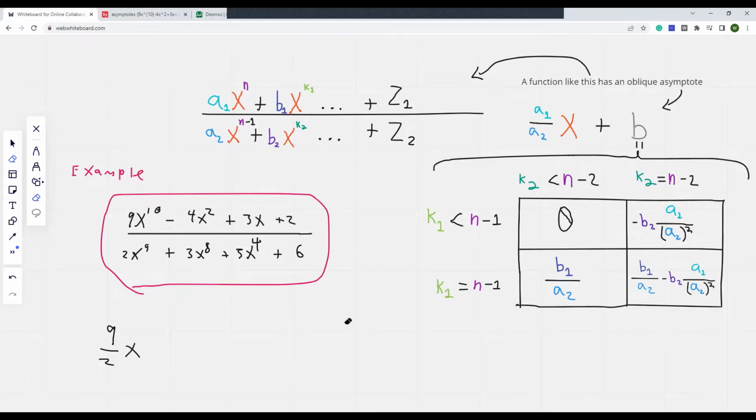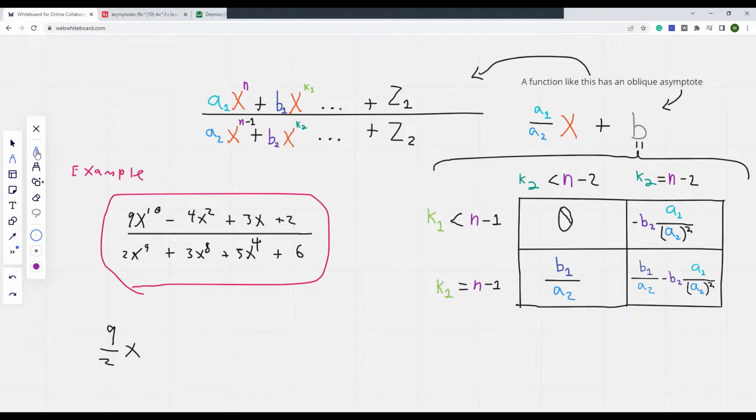So k subscript 1 is 2, so that is not equal to n minus 1, which in this case is 10, right? So we're not going to look at that. But then we're going to look at k subscript 2. What's that? The k subscript 2 is indeed referring to the term raised to the second highest power in the denominator. And so for k subscript 2 in this case, it's 8, right? And so 8 is in fact equal to n minus 2.